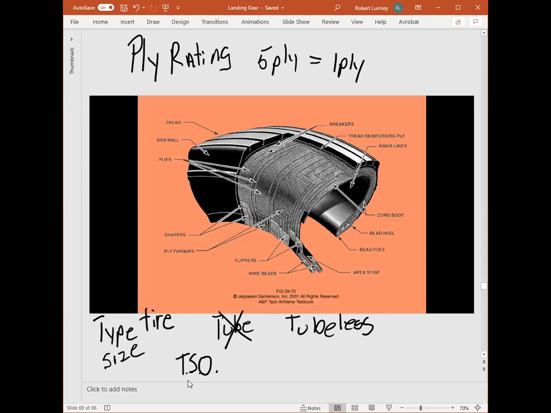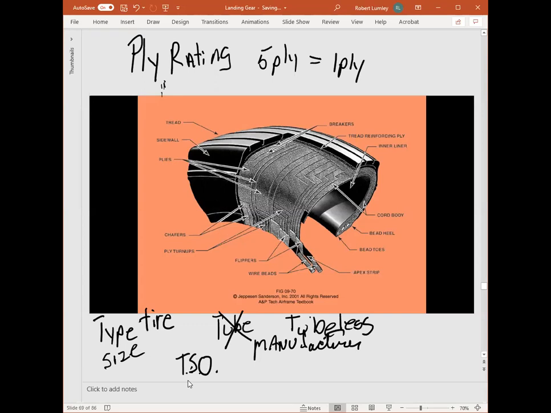All right. Also, what's on the sidewall is who the manufacturer is. So the manufacturer, the TSO number, the type of tire, the size of the tire, the ply rating, and if it's tubeless, the word tubeless will also be on the sidewall, okay?